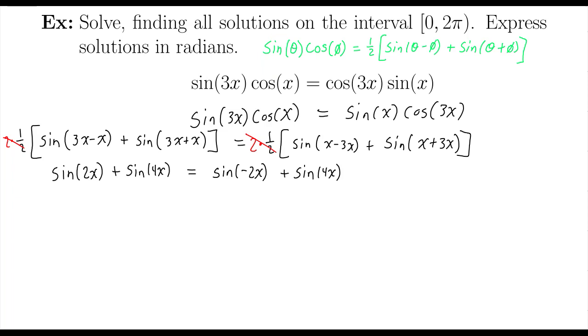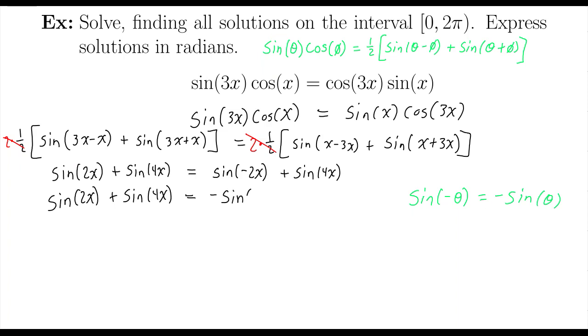And then remember, we can't leave this negative in here. It would be easier if it were positive. That way it'll look a lot like this one. So I'm going to use my even and odd identity. If you remember, sine of a negative angle is equal to negative sine of the positive version of that angle. So I can just rewrite this: sine of 2x plus sine of 4x equals negative sine of 2x plus sine of 4x.